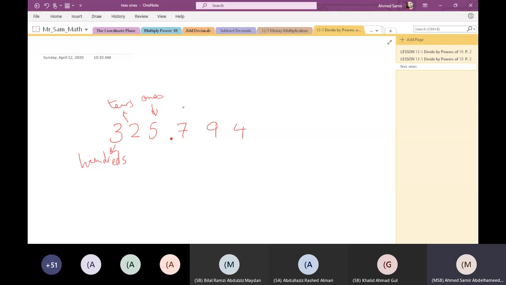Right, what about this one? What's the name of this digit? Tenths. And this is hundredths. And yes, the 4 is thousandths. Right.